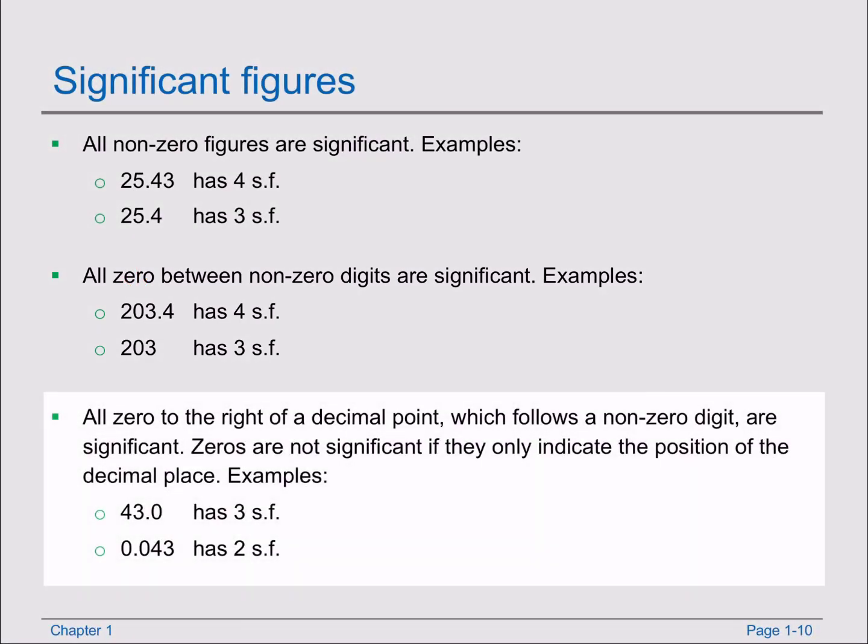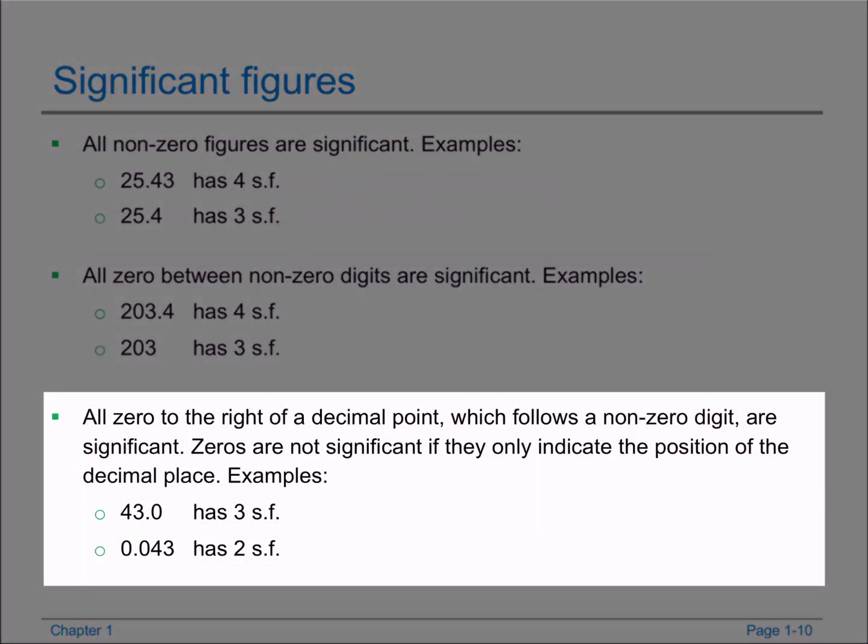The third rule is that all zeros to the right of a decimal point, which follow a non-zero digit, are significant. So for example, this number 43.0 has 3 significant figures because this 0 is to the right of a decimal point and it follows a non-zero digit, which is 3. However, if the zeros are used only to indicate the position of the decimal place, these zeros are not significant. So this number 0.043 has only 2 significant figures which come from the numbers 4 and 3. The 2 zeros here are not significant.